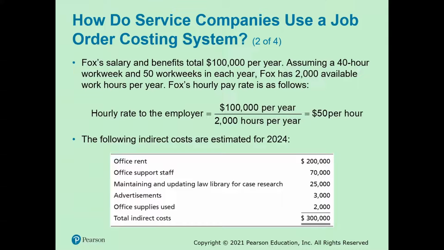Fox worked 14 hours for client 367. So the direct labor cost assigned to client 367 is 14 hours times $50 per hour, and that is equal to $700. This direct labor cost will be recorded on the job cost record for client 367.